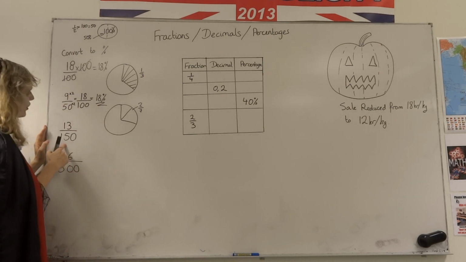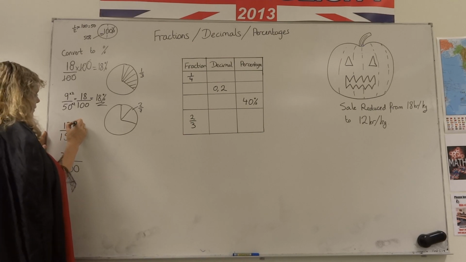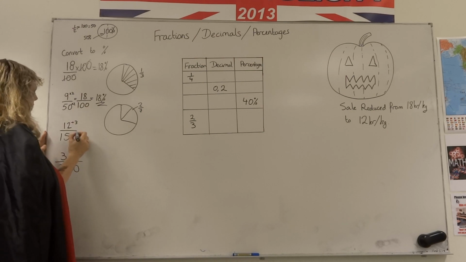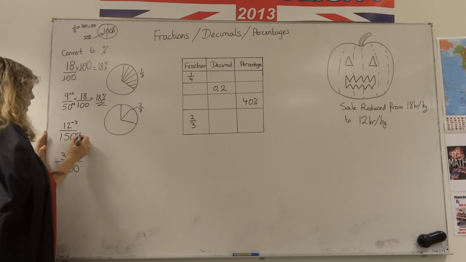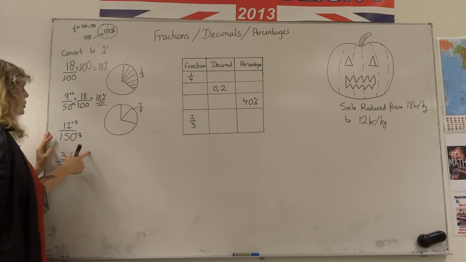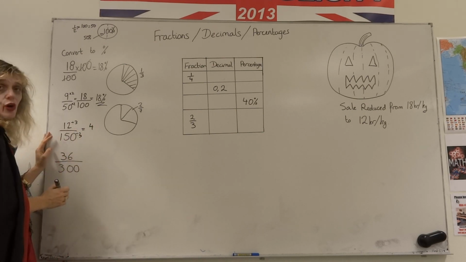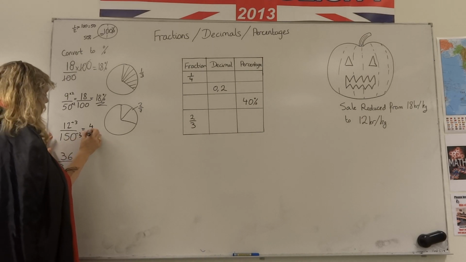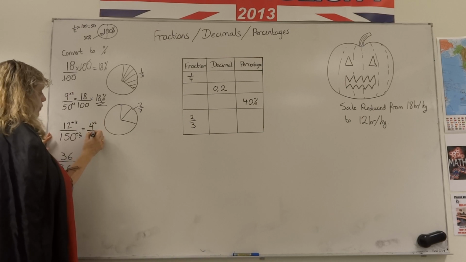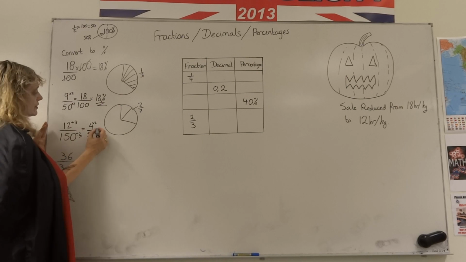What about 12/150ths then? Well, we could do this in 2 steps. If we divided top and bottom here by 3, we'd get 50 down here, and 50 is really easy to change into 100. So 12 divided by 3 would give me 4 on the top, and 150 divided by 3 would give me 50 on the bottom. And then I can just multiply top and bottom here by 2, because I would like hundredths down here. Then I get my answer directly.